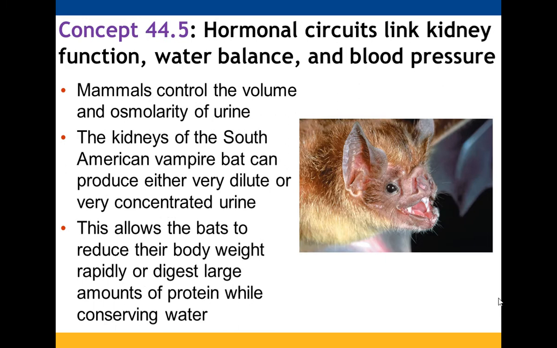Hormones can play a role in how your kidneys are functioning, maintaining water balance, and dealing with blood pressure changes. So, this bat can produce both dilute and concentrated urine. Depending on what type of urine it's producing, it's able to both reduce its body weight pretty quickly or ingest large amounts of protein and still be able to meet its water needs.